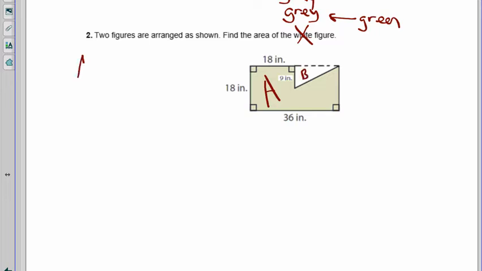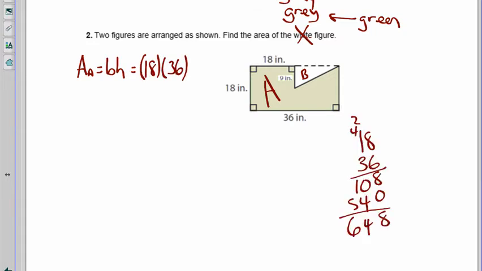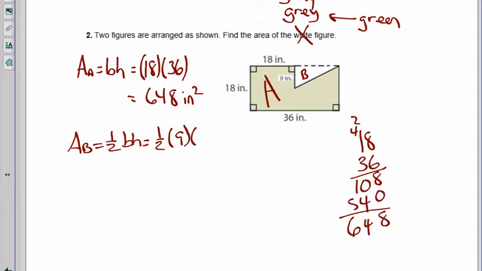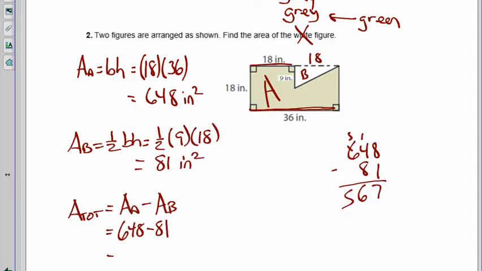So the area of A is base times height, 18 times 36. And I get 648 inches squared. Area of shape B is 1/2 base height, 1/2 9 times, well, what is that? And I get 567 inches squared.